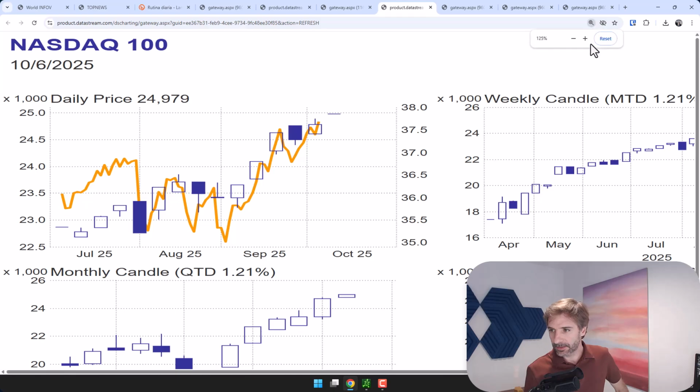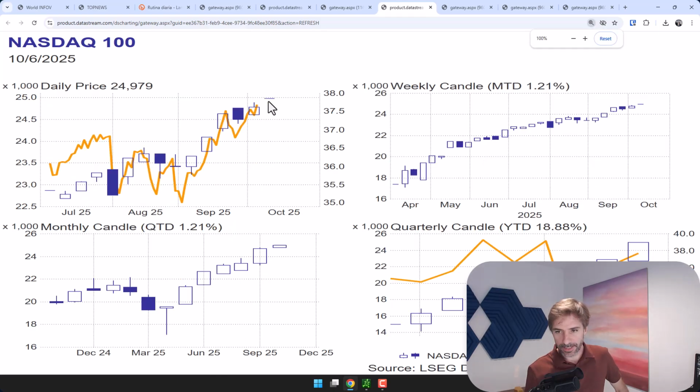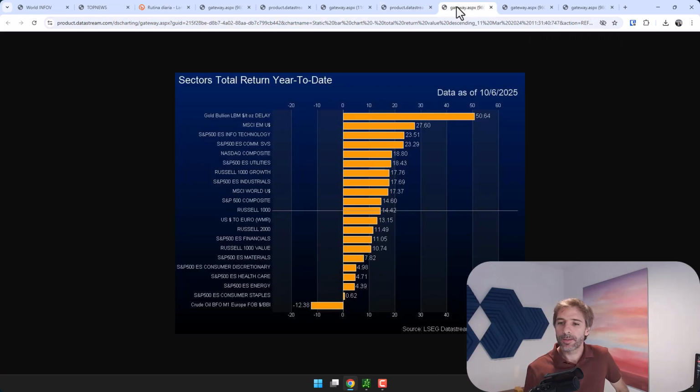And Nasdaq, let me refresh all of this. Nasdaq traded higher. You see, we have a negative candle here, then a push higher, and this is the gap from yesterday. Remember, this is Nasdaq 100. Gold printed about 50% year to date, and crude recovered a little bit.